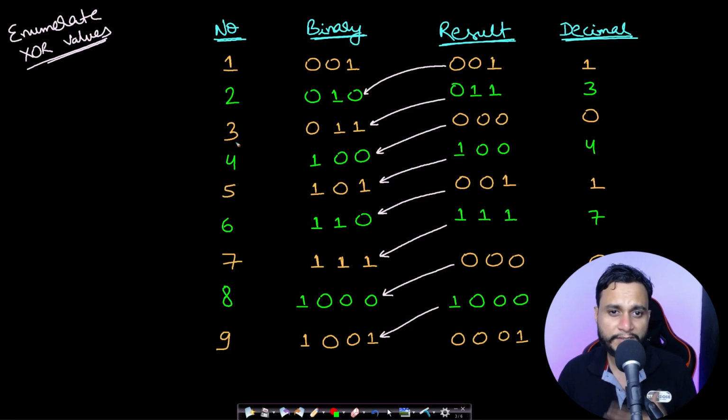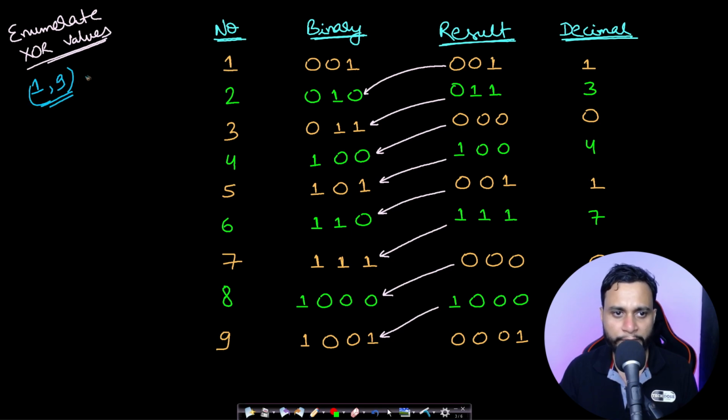So let's see one such tricky idea. In this case, what I'll do is I'll evaluate XOR values in the range of 1 to 9. I have taken sufficient numbers in order to show you the intuition behind the problem statement. So let's say that we are required to find XOR in the range of 1 to 9. So how do we do it? I have given here the decimal representation of the number and the binary representation of the number as well.